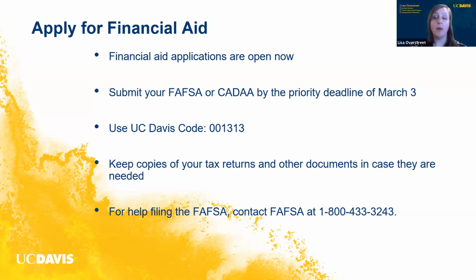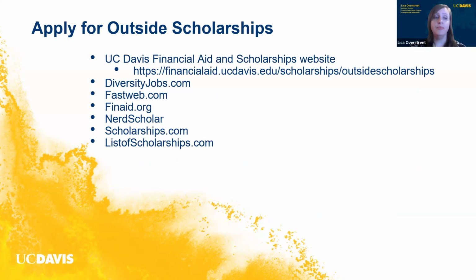Applying begins with the Free Application for Federal Student Aid, which is the FAFSA, or the California DREAM Act application, the CADA. Both applications are free. The information provided on your FAFSA or CADA is used to determine your financial aid eligibility. Your application for admission to the UC system is also your scholarship application. So the majority of UC Davis scholarship consideration comes directly from your UC application.